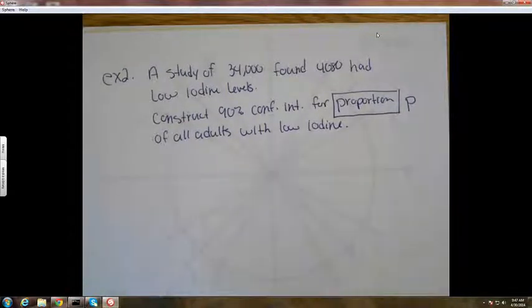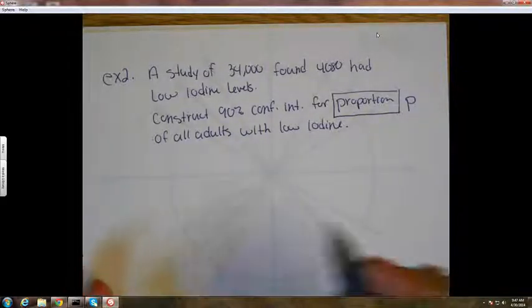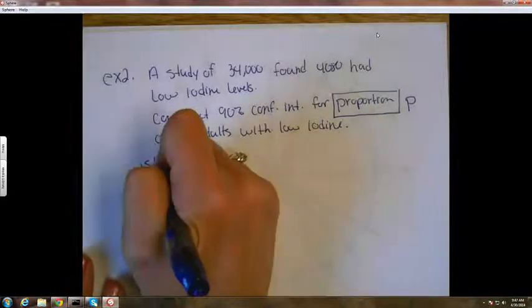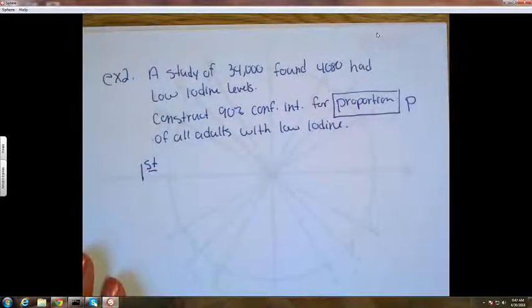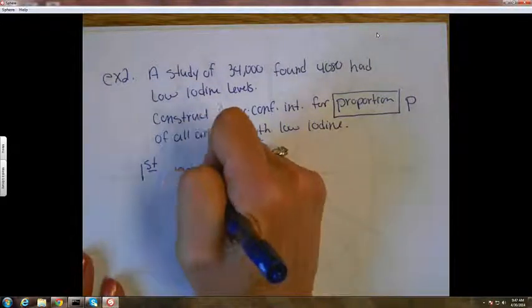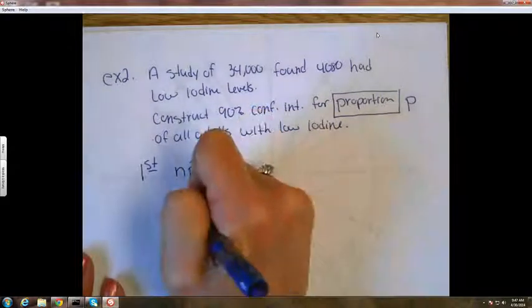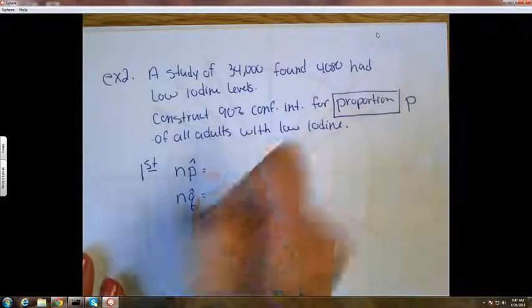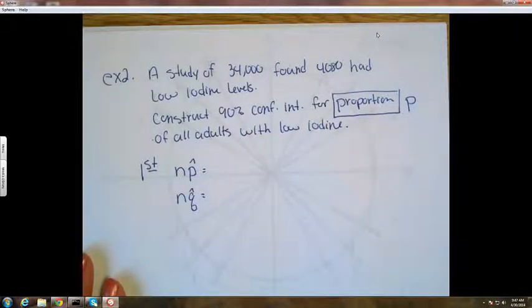Okay. I'm going to say the sample size is big enough. 34,000 seems kind of large, but let's see. We need to do N times P hat and N times Q hat. What's my N? 34,000. It's a big sample.